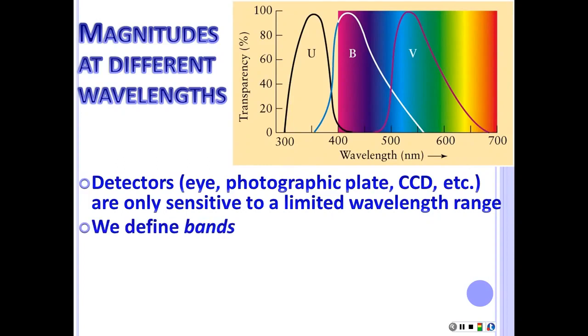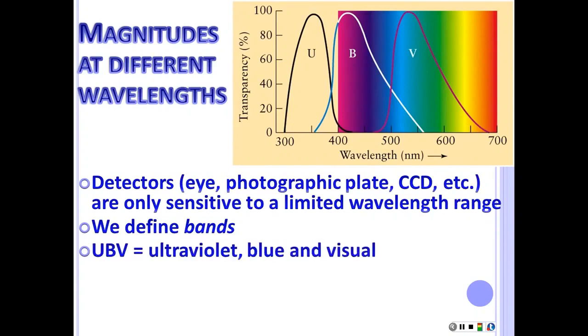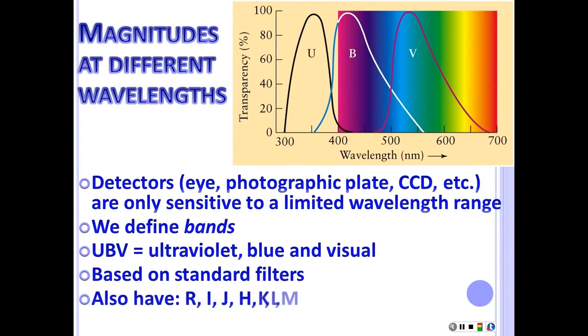But so that we know what we're talking about, we define bands, that is, these filters that we're looking in. And so U, B, V are ultraviolet, blue, and visual, and those are things that can be done from the ground. You can see through the atmosphere at those wavelengths, and they're based on the standard set of filters. You want to know exactly which one of these filters was used. We also have other filters, R for red, I for infrared, the J, H, K are also infrared, L and M are mid-infrared, and so on. We'll actually have a look at these.